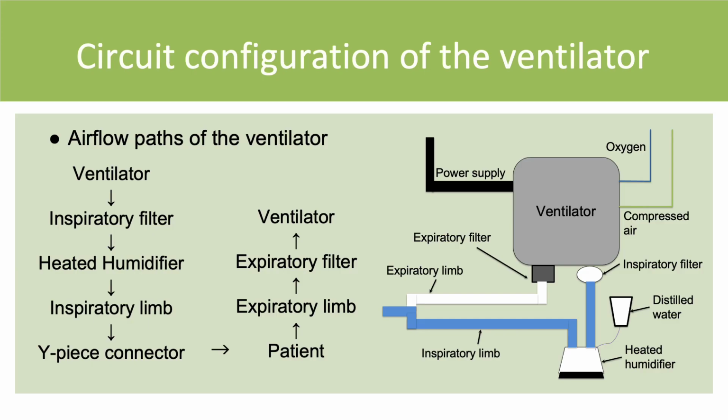This is the basic circuit configuration of a ventilator. The ventilator basically works by connecting the power supply, oxygen and air pipelines. The configuration described here is the one with the heated humidifier.